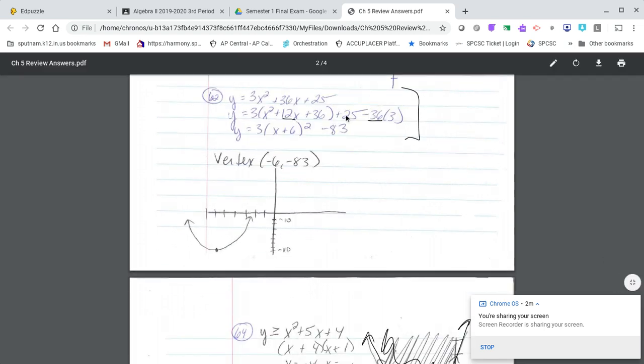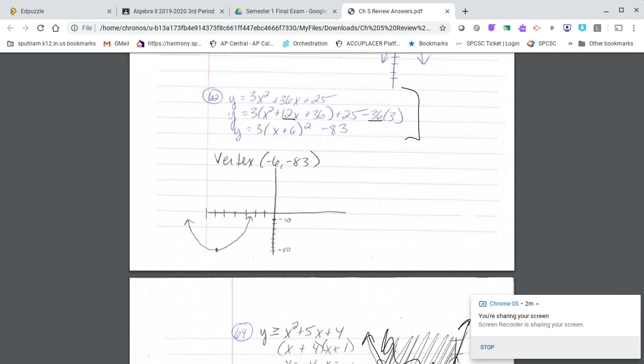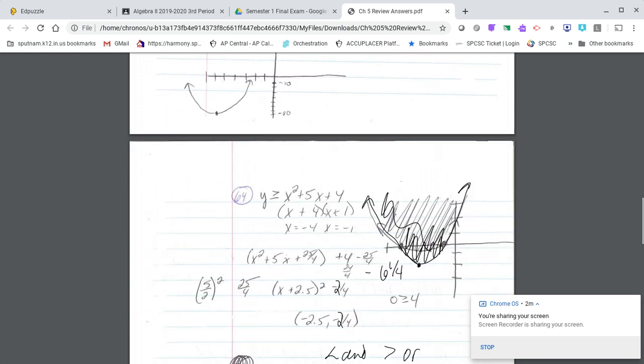Number 62 is put it in vertex form. And I did this by completing the square because I did this a while ago. I probably would do negative b over 2a now. You still get the same answer. Your vertex is (-6, -83). Obviously, I'm not going to make you graph something like this on the test with such a crazy vertex, but knowing how to get the vertex and graph it if required is what I want you to do.